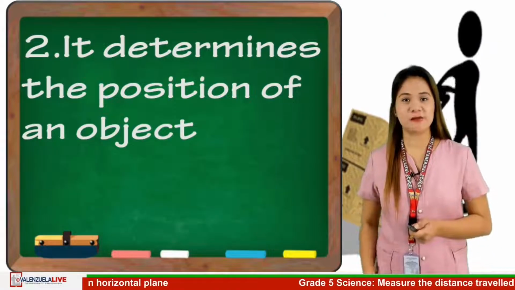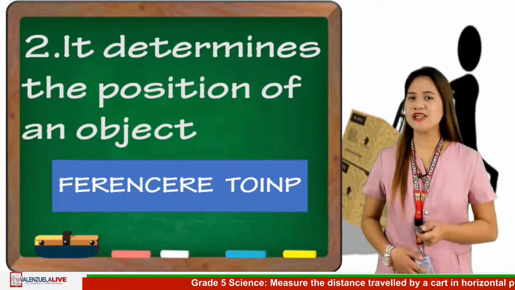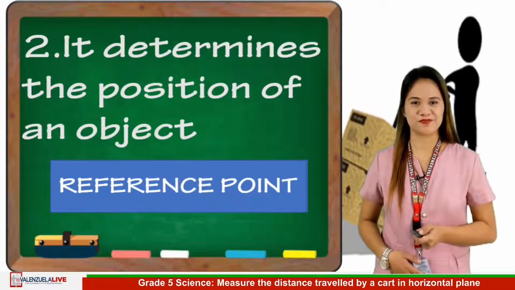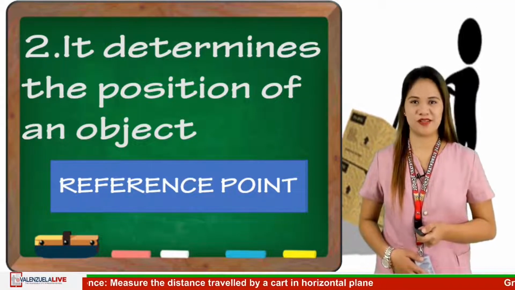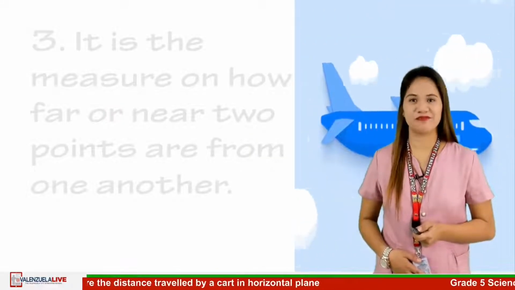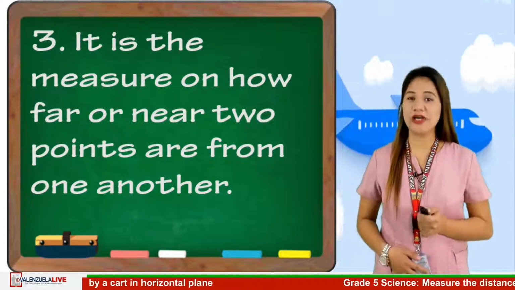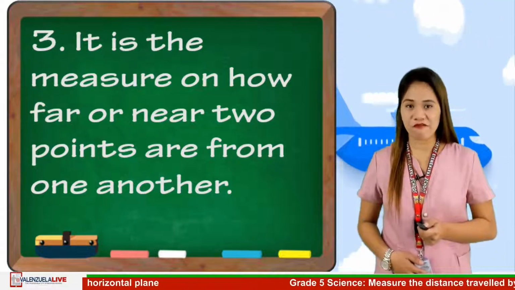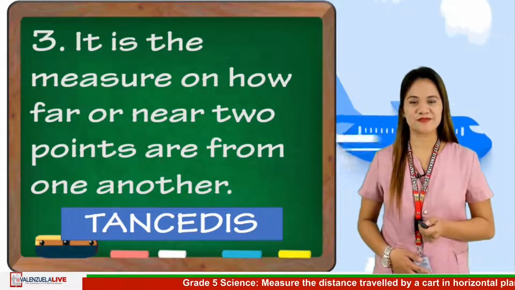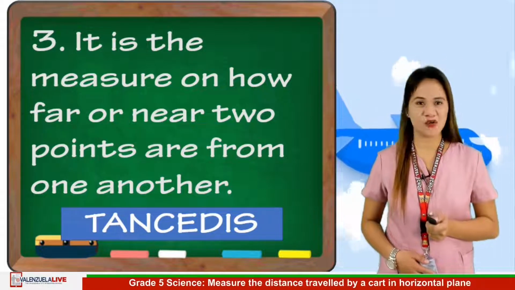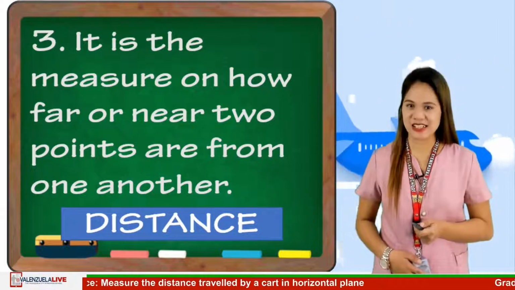How about number 2? It determines the position of an object. What is the correct answer? The correct answer is reference point. Let's proceed to number 3. It is a measure on how far or near 2 points are from one another. What is the correct answer? The correct answer is distance.